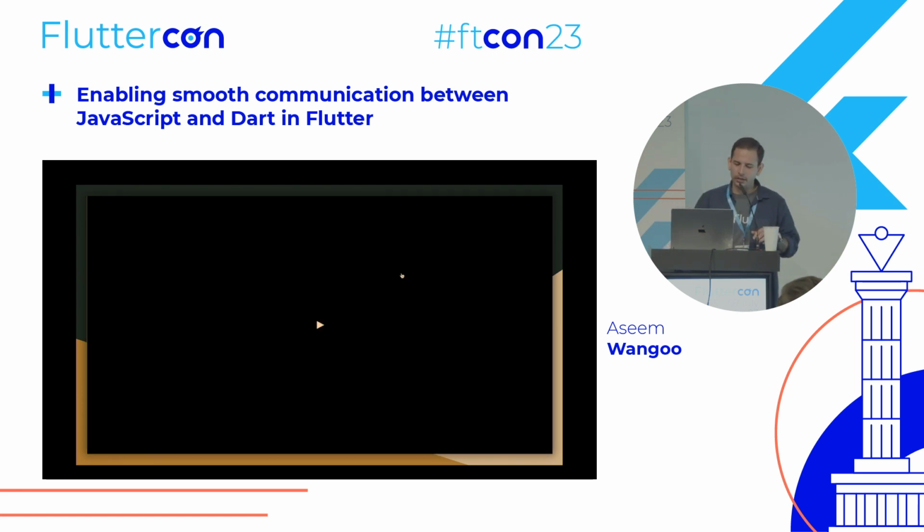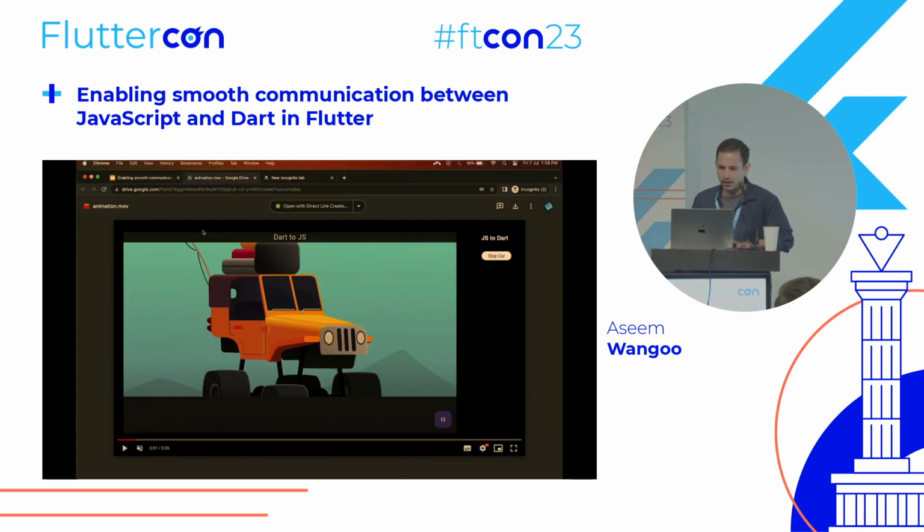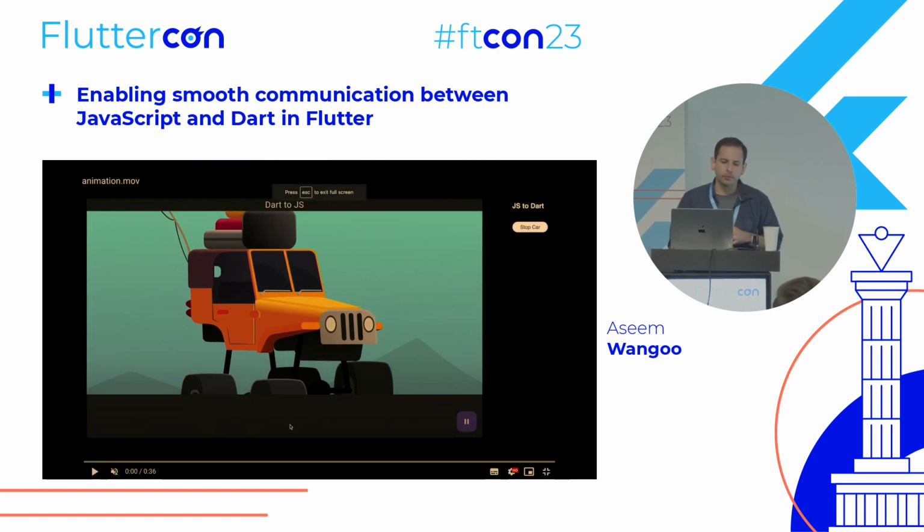Cool. So now I will be showing you another demo about this interoperability. Okay, before I click on this play button, on the left-hand side you have the Flutter web app. This has the animation. I have not started it yet, but I'm just giving the context. On the right-hand side you have the JavaScript to Dart. So this is the JavaScript section on the right-hand side, and the left-hand side is the Flutter web app.